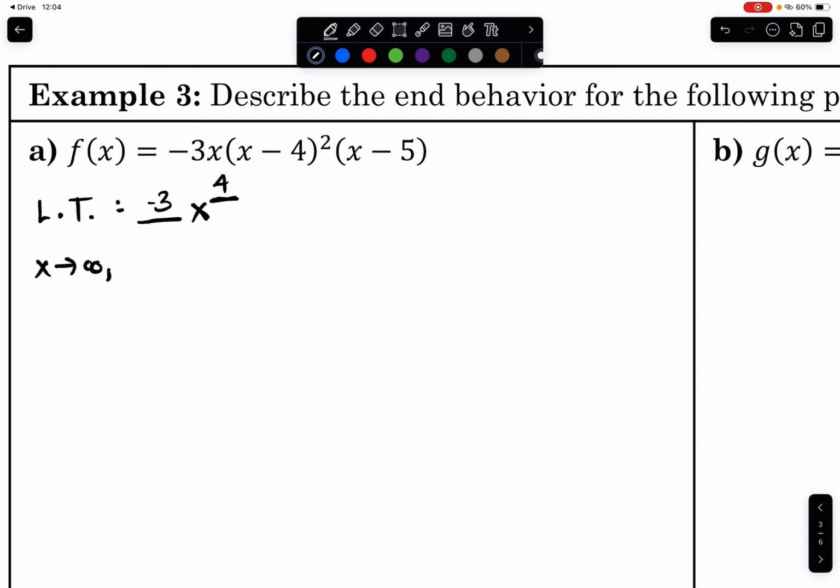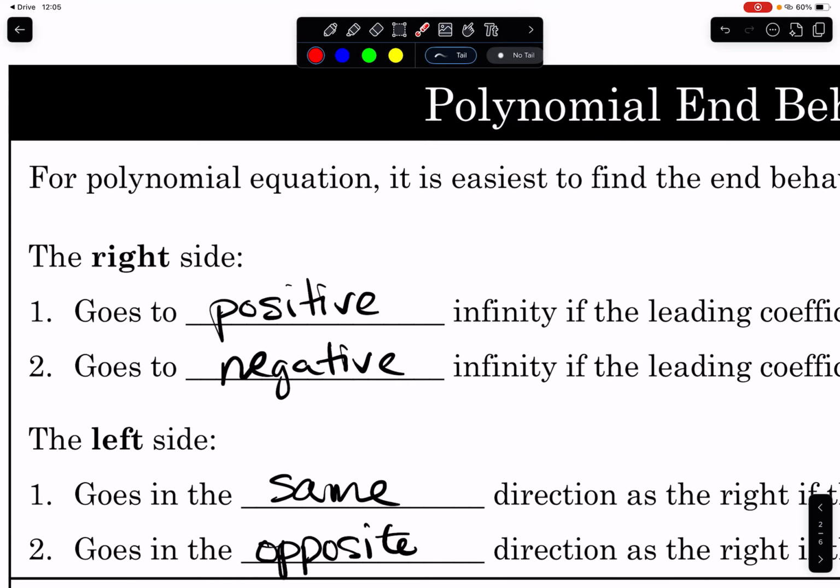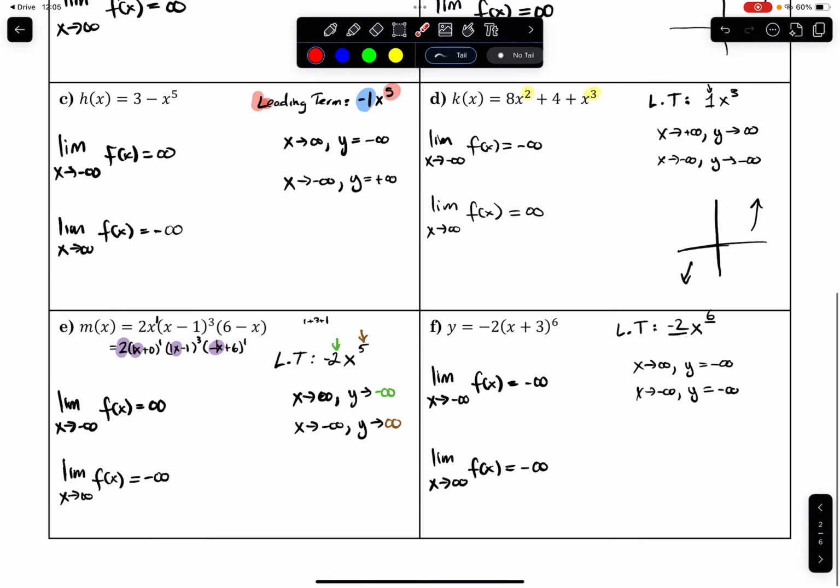So on the right, the y values are going towards negative infinity. And on the left, your y values are going in the opposite direction because this again is, I'm sorry, not positive, even, because that's even, so the left and the right again behave the same. Just like the last one. Let me go back to the last one. This number was even, so these two ends behave the same.